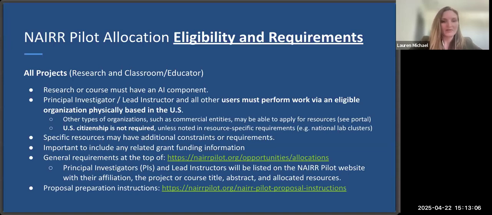Award details and abstracts will be published on the NAIRR Pilot website for all projects. Any relevant pre-existing grant funding should be described in the proposals, and activities without prior merit review are subject to additional scientific and pedagogical review. Please note that there are general requirements at the top of the Researcher Resources Call page that also apply to the Classroom/Educator Resources Call, but separate proposal preparation instructions for each of these and some other requirements for each call, as we'll discuss next.